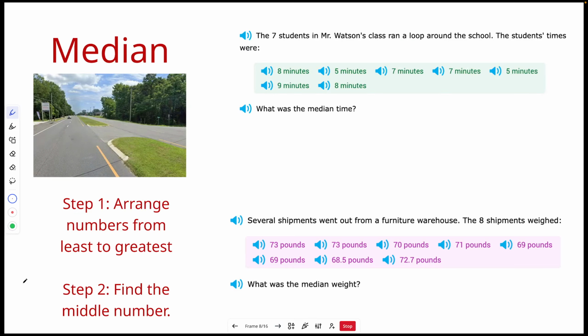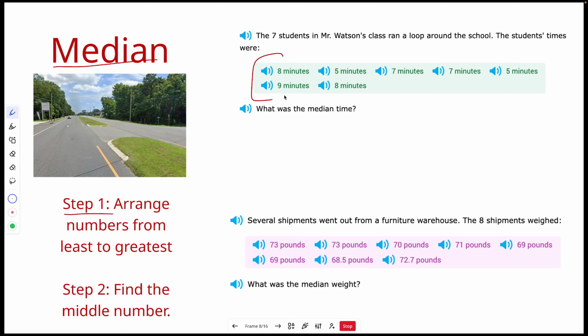Okay, median. Maybe you've heard this word before, and the reason you've heard it before is because when you think of driving down the road, the grass strip or concrete sometimes in the middle is called the median, all right? And so we should get an idea that this has something to do with the middle. So step 1, arrange the numbers from least to greatest.